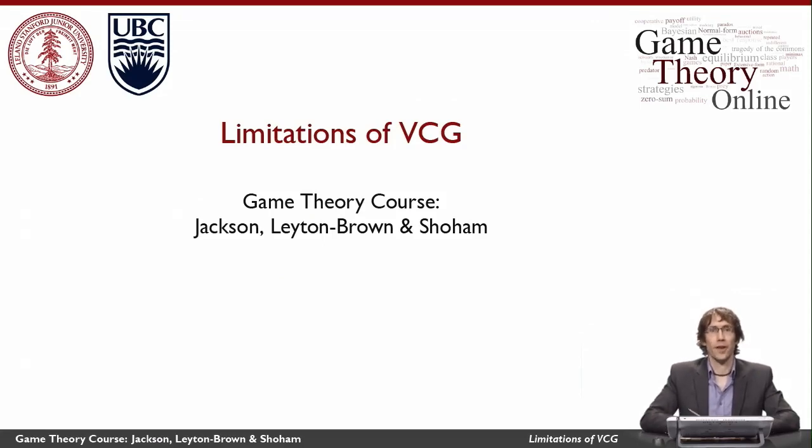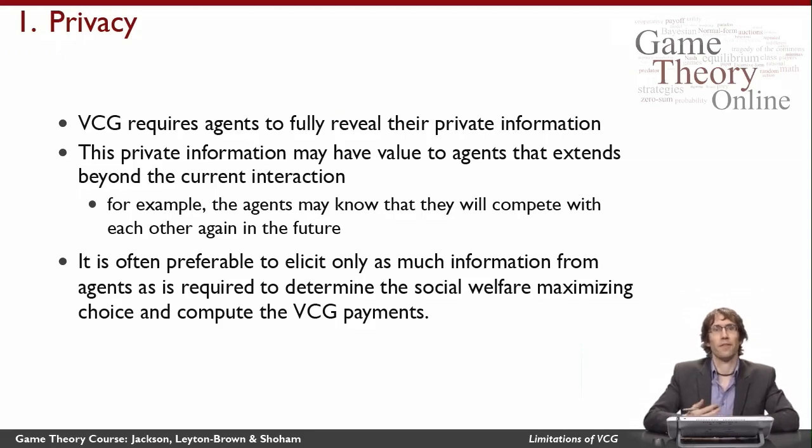So far, we've heard a lot of good things about VCG, and for good reason. But VCG also has some important limitations that this video will introduce you to. The first is that VCG requires that the agents tell the mechanism everything about their private information. This is fine if we really believe our model that the agents have utility only for the choice that the mechanism makes and the payments that are imposed. But in some settings, agents might interact together repeatedly, and publicizing something about their private information might affect their ability to compete in future interactions.